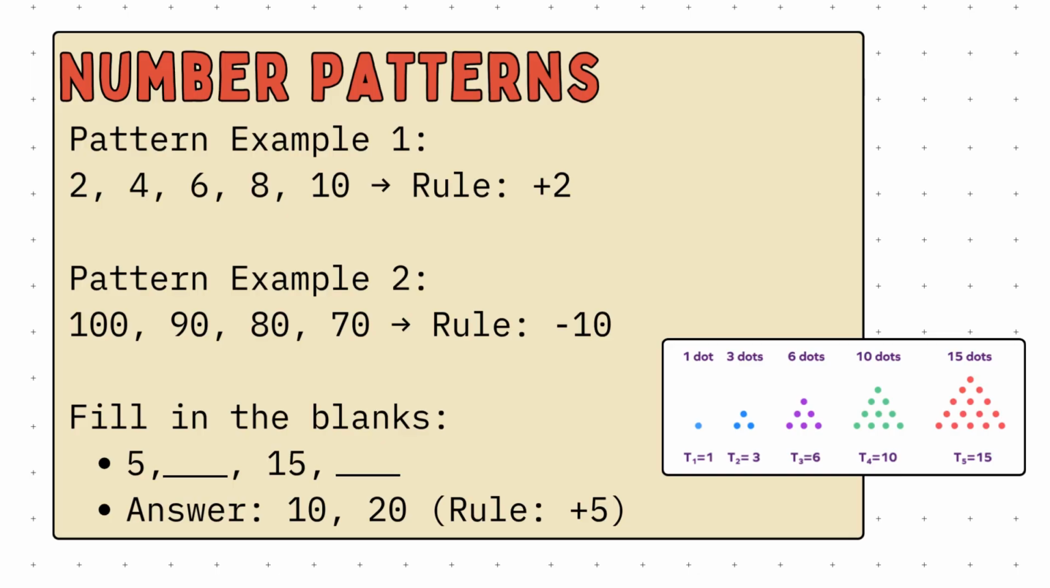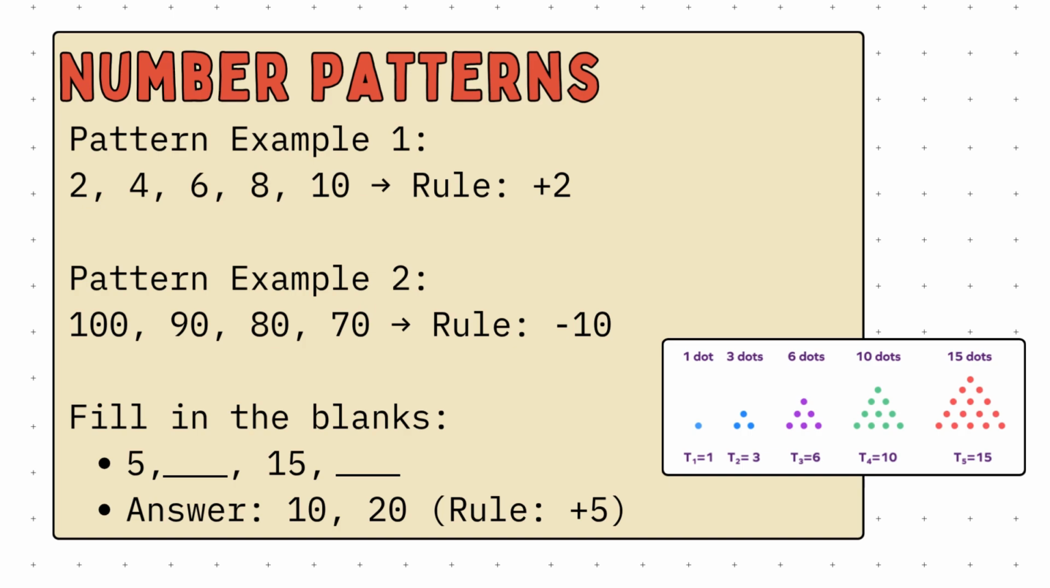Pattern 2: 100, 90, 80, 70. Here the numbers are decreasing. Each number is 10 less than the one before it. So the rule is minus 10.